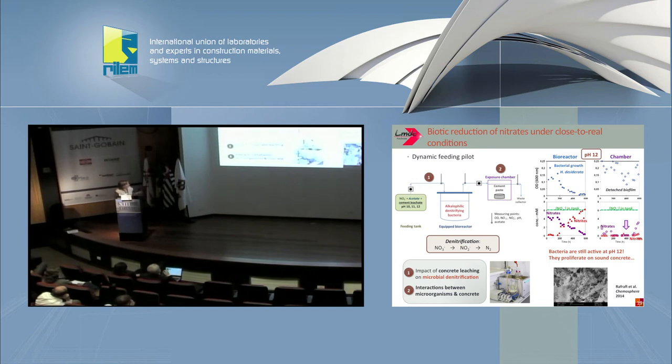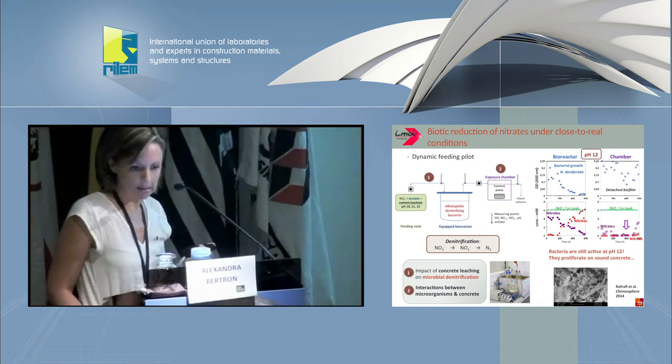What is also interesting is when we look at the nitrate concentrations in the test. This is the concentration of nitrates in the feeding medium here, and we can see that in the bioreactor, nitrates are reduced into nitrites. That's fine, we have reduced nitrates, but it's not the best, we would like nitrogen. And finally, when you look at the chamber in the presence of the cement paste, nitrates are completely transformed. There are no nitrates. This means that everything has been transformed into nitrogen, which is very favorable. It seems that concrete enhances the transformation of nitrates.